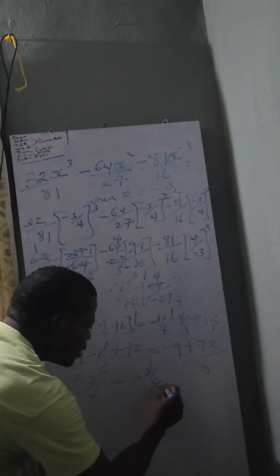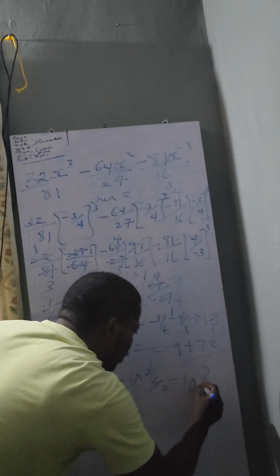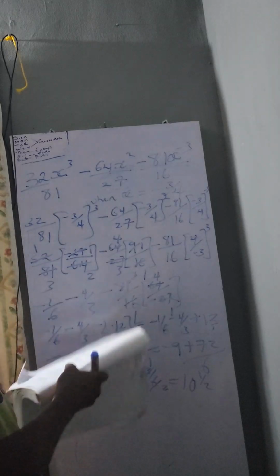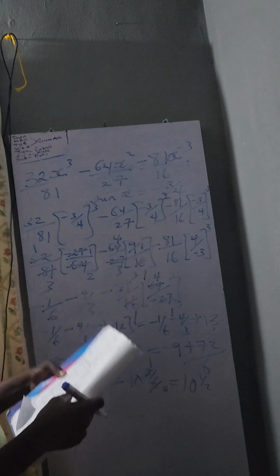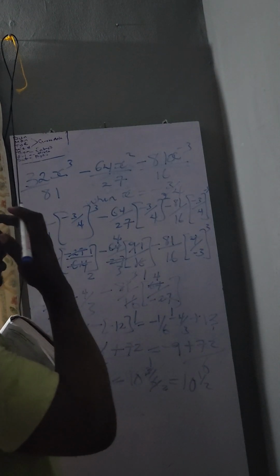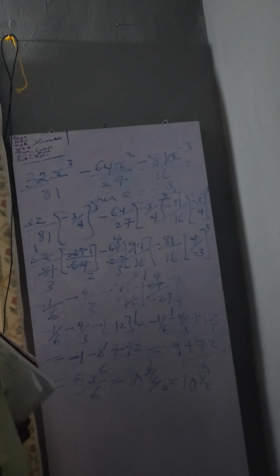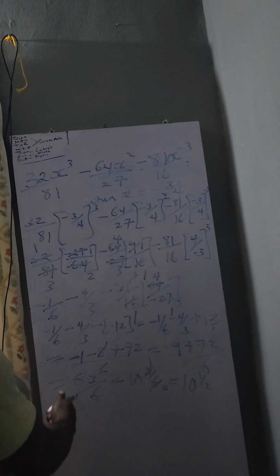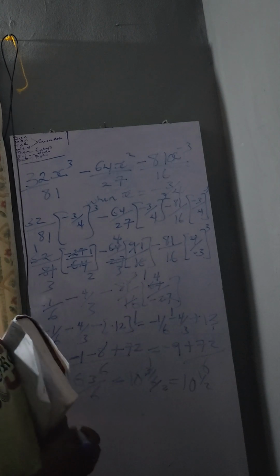3 here 1, 3 here 2. This can be 10 whole number 1 over 2. My answer there is A. That's 21 over 2. Yeah, 3 can go here, 3 can go here. So it is correct, 21 over 2, 10 whole number 1 over 2.